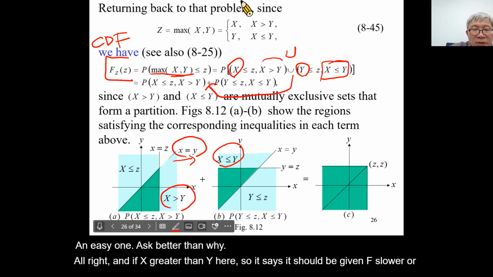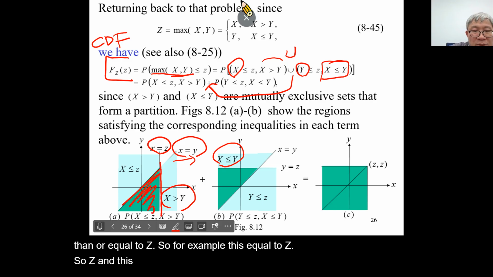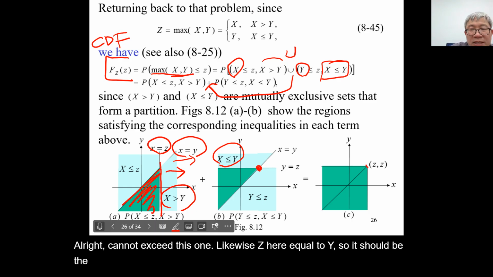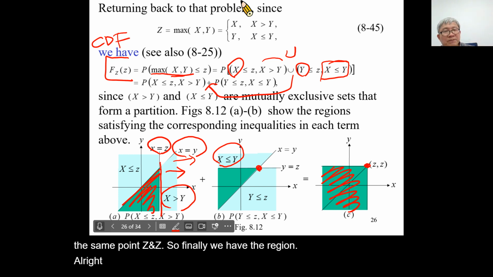All right. And if x greater than y here, it should be given x lower than or equal to z. So, for example, this equal to z. So, z and this region, all right, cannot exceed this one. Likewise, z here equal to y, so it should be the same point, z and z. So finally, we have the region. All right, if we have the region, put them together, we have the region.